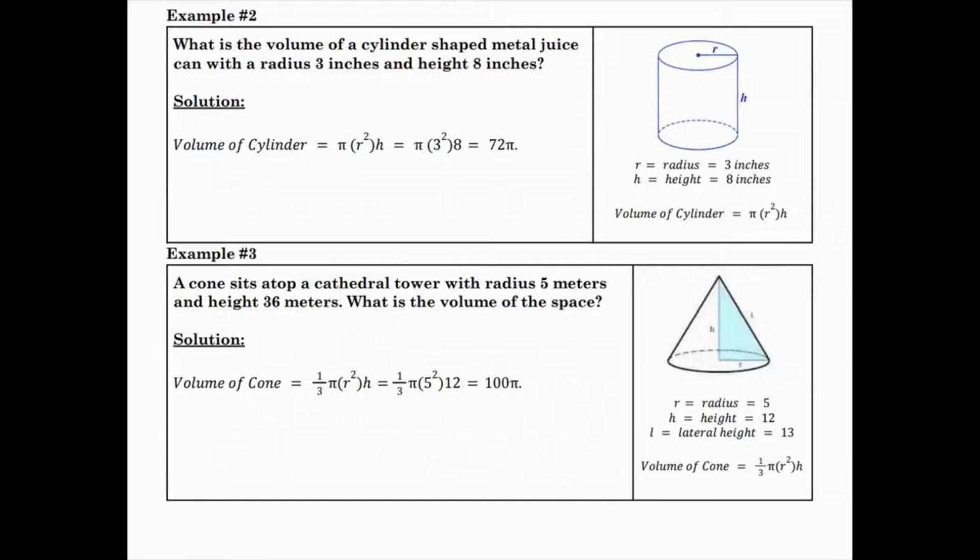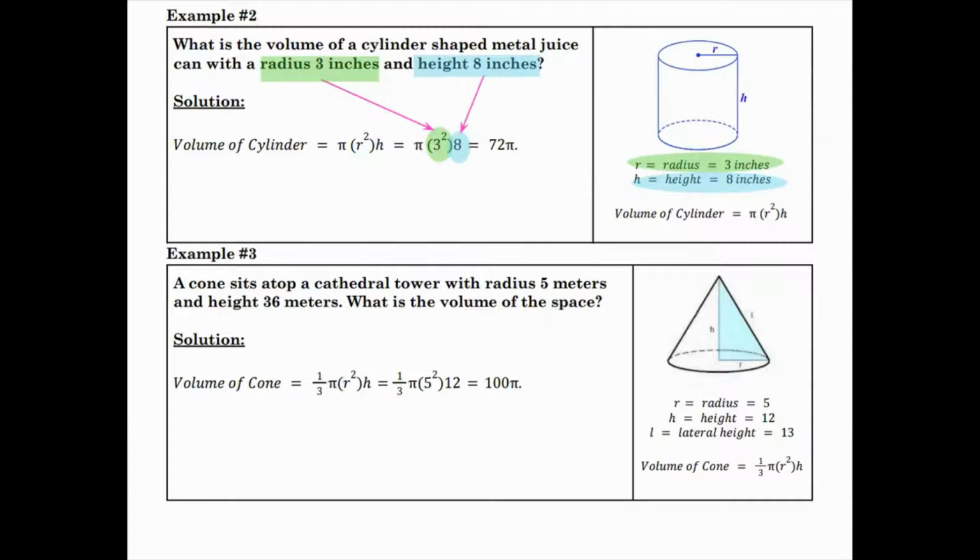Example 2. What is the volume of a cylinder-shaped metal juice can with radius 3 and height 8 inches? Well, here it's drawn on the right side, and we want to know the volume that could be contained if the cylinder were filled from its base all the way up to the top. Well, we are given the variables in the reading. The radius is 3 and the height is 8.